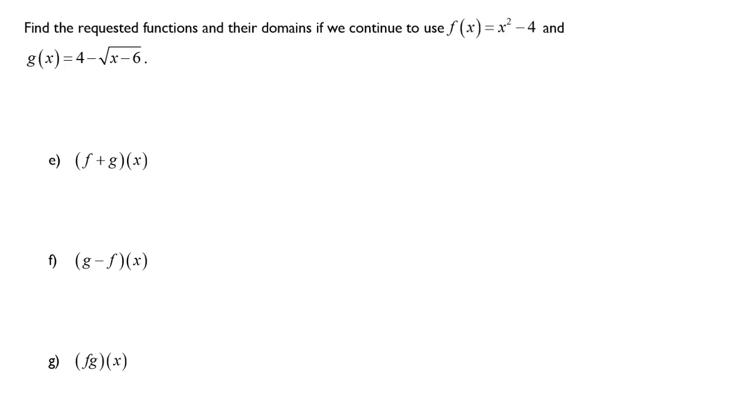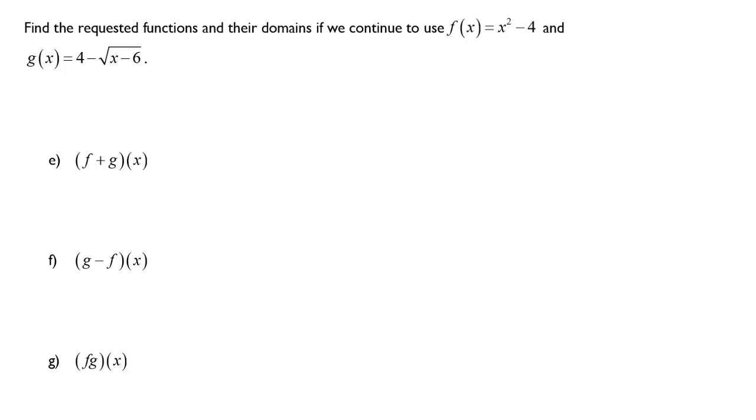Welcome back to part 4 on composition of functions. We need to find the domain of each of these given functions if we use f of x equals x squared minus 4 and g of x equals 4 minus the square root of x minus 6.